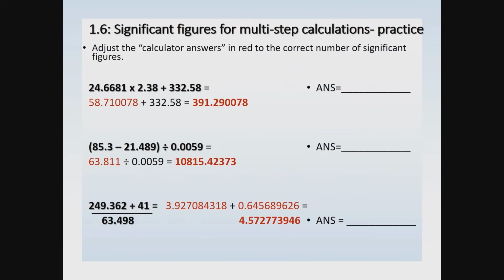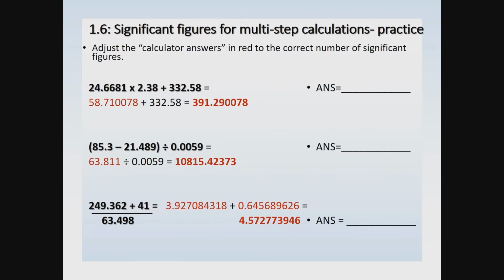Okay, so here we have 3 problems that we can go through, and what we're going to try to do is find what the correct number of significant figures is for that final number you have in each of those problems. So for the first problem, we're taking 24.6681 multiplied by 2.38 and then adding 332.58. So I'm kind of hoping you learned that when you see those operations of multiplication and addition, you do the multiplication first.